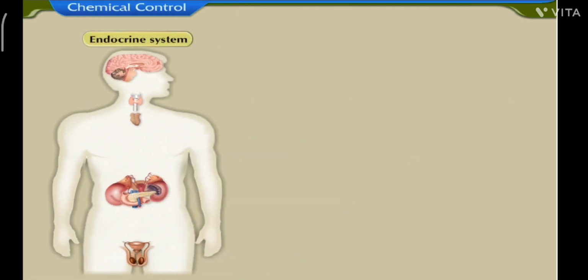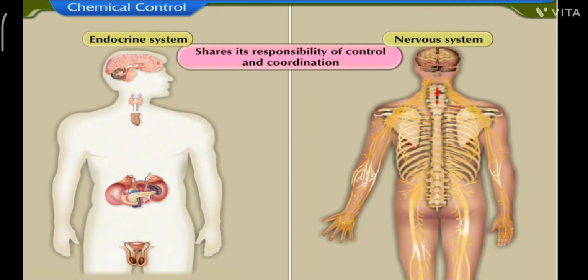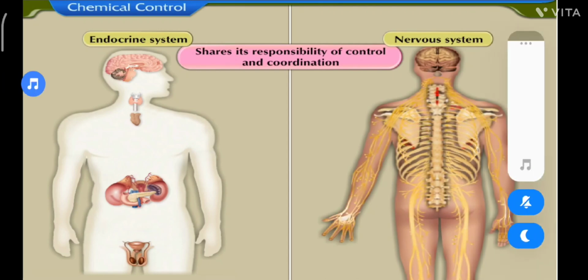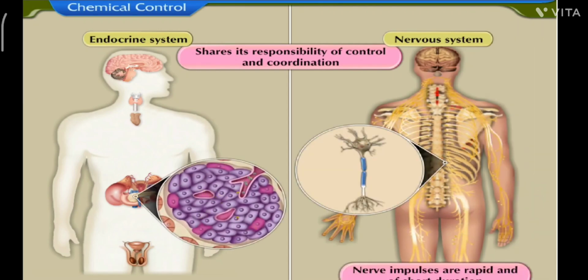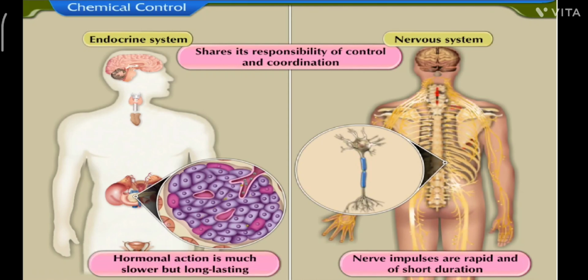The endocrine system shares its responsibility of control and coordination with the nervous system. Both these systems work in cooperation to integrate and control various activities of the body. There is a significant difference between the mechanism of functioning of these two systems. The nervous impulses are rapid and usually of a short duration, while the hormonal action is much slower but long-lasting.